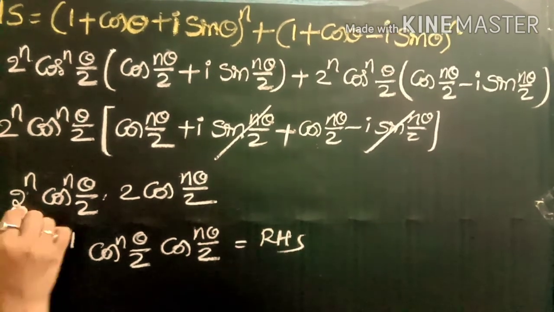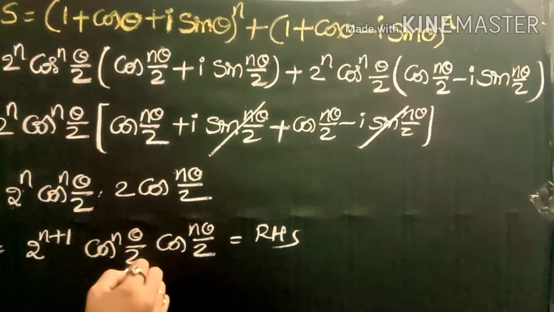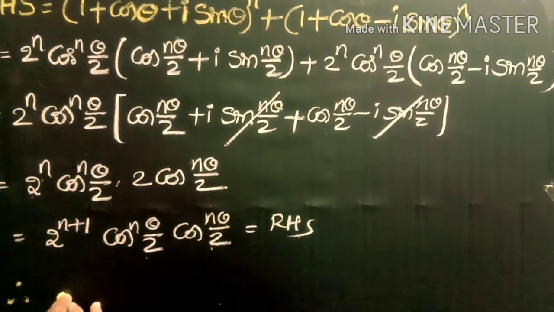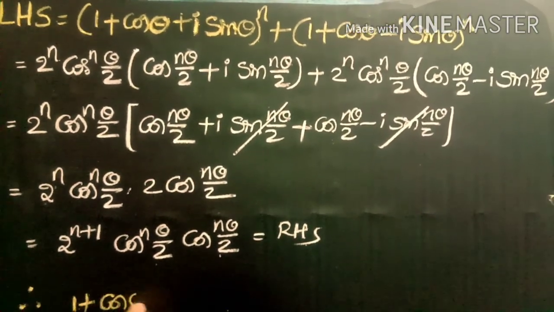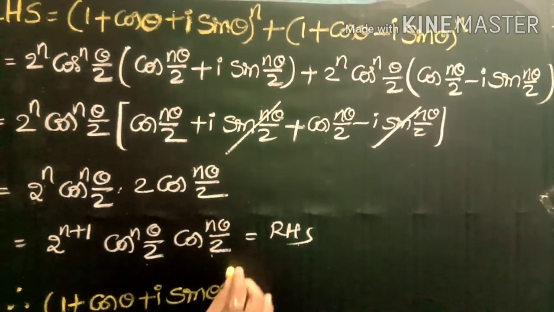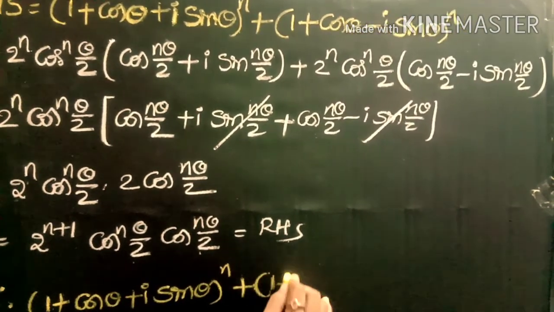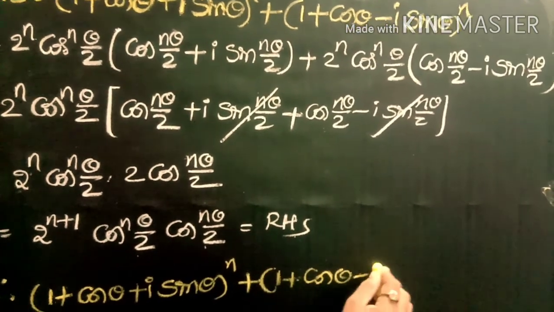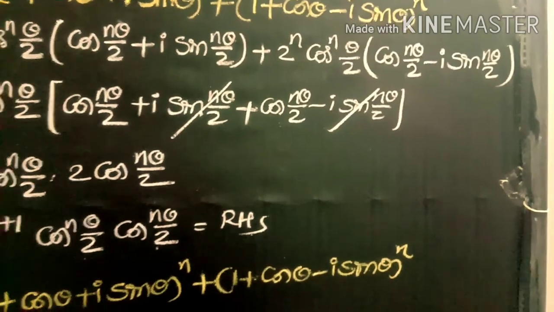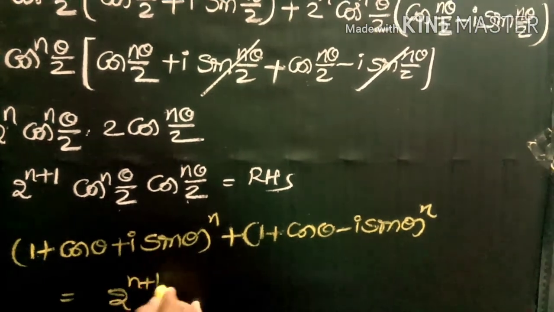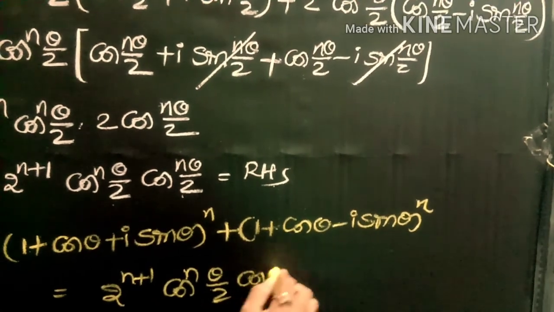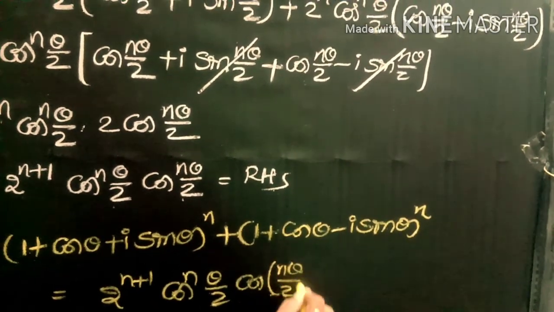2 power n into 2 power 1 is 2 power n+1, cos power n theta by 2, cos n theta by 2, equal to RHS. Therefore (1 + cos theta + i sin theta) whole power n + (1 + cos theta - i sin theta) whole power n is equal to 2 power n+1 into cos power n theta by 2 into cos n theta by 2. That's all.